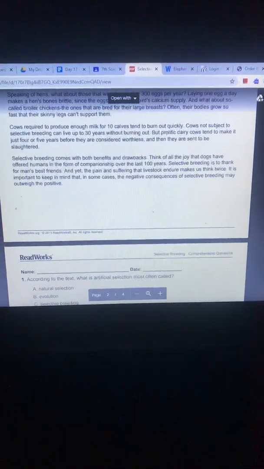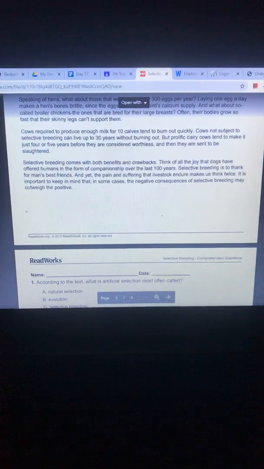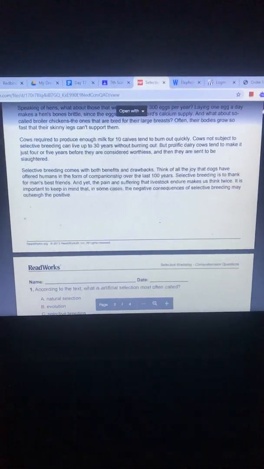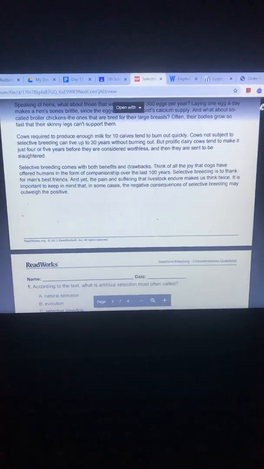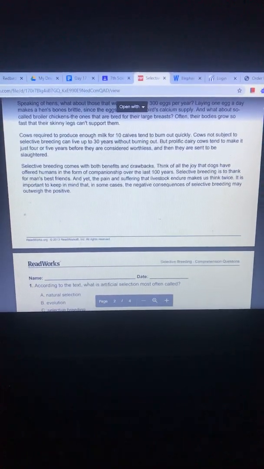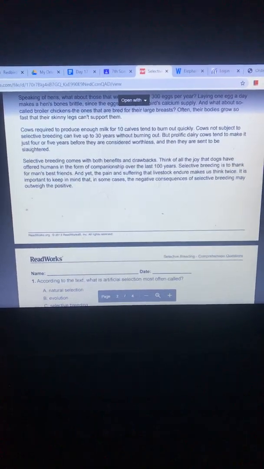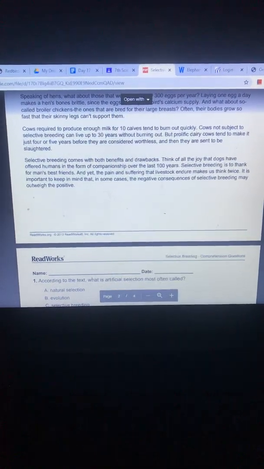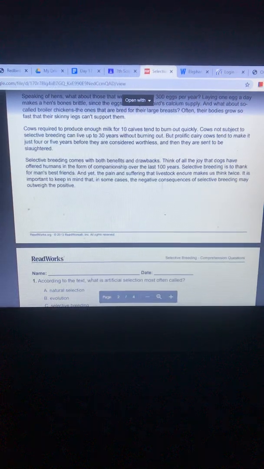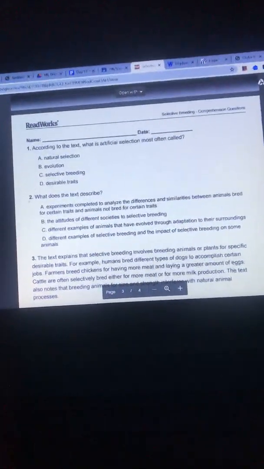Selective breeding comes with both benefits and drawbacks. Think of all the joy that dogs have offered humans in the form of companionship over the last 100 years. Selective breeding is to thank for man's best friend, and yet the pain and suffering that livestock endure makes us think twice. It is important to keep in mind that in some cases, the negative consequences of selective breeding may outweigh the positive.